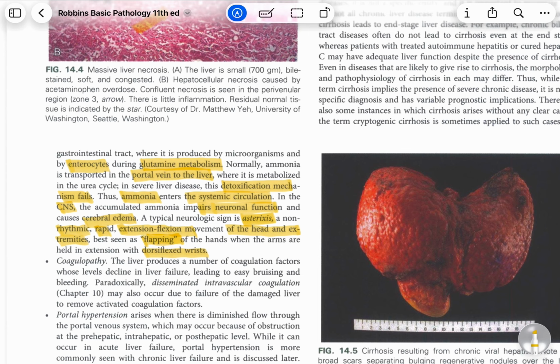Okay, so next up, apart from jaundice and hepatic encephalopathy, we have the coagulopathy. What happens is the liver produces coagulation factors whose levels decline in case of liver failure, leading to easy bruising and bleeding. Paradoxically, DIC, which is disseminated intravascular coagulation, may also occur in liver failure due to the damaged liver's inability to remove activated coagulation factors. So if activated coagulation factors are elevated, that is also a problem. It can cause DIC. And if coagulation factors are low, as in case of liver failure, they can lead to bruising and bleeding.